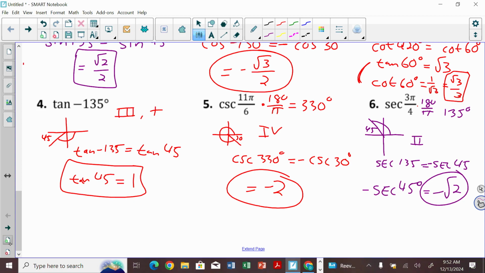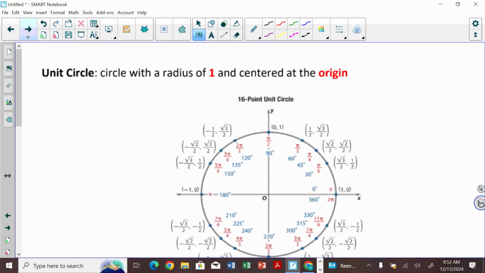Okay, so the next part of this section here is the unit circle. When we talk about the unit circle, we're always going to use a radius of 1, centered at the origin. So this means that r is always 1, and we already know that r is going to be positive. So r is always positive 1 here, because it's the radius. All right, so that makes things a lot easier for us as we go.